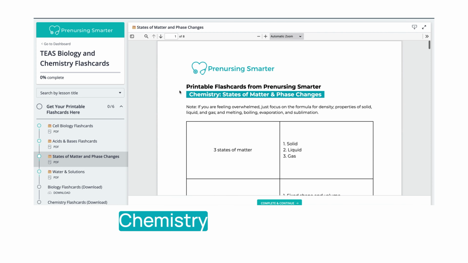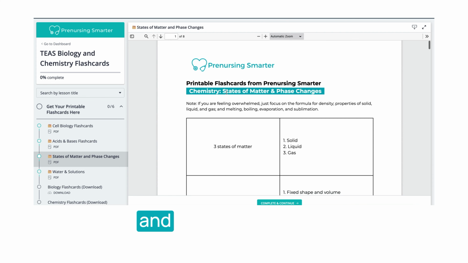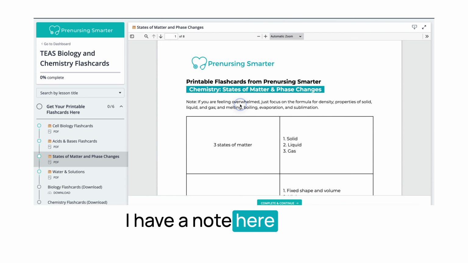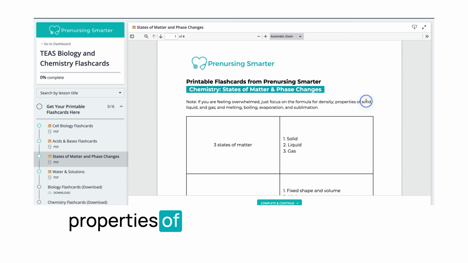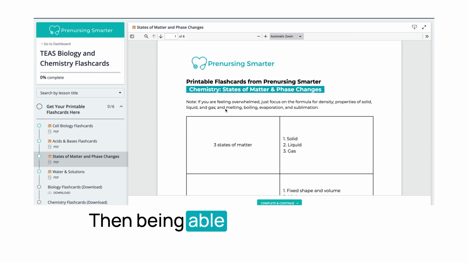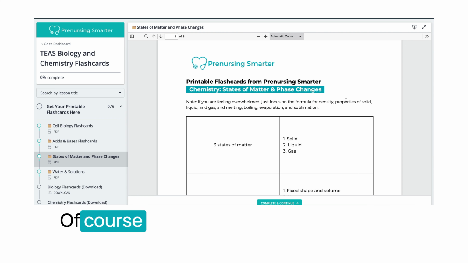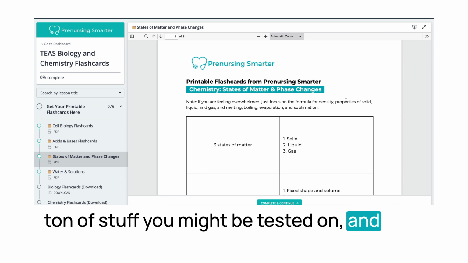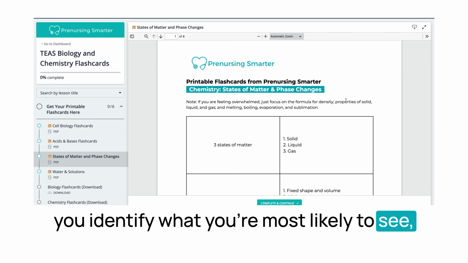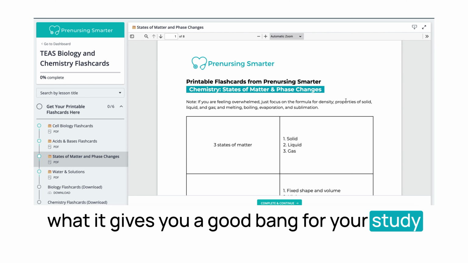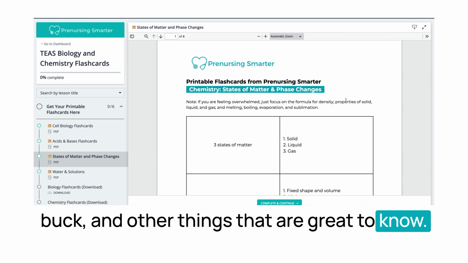Let's see here. Chemistry, states of matter, and physical changes. So I have a note here for you. If you're feeling overwhelmed, focus on the formula for density, properties of solids, liquids, and gases, and then being able to define melting, boiling, evaporation, and sublimation. Of course, with the TEAS, there's always a ton of stuff you might be tested on, and then there's things that you're more likely to see. So if you're feeling overwhelmed, I try to help you identify what you're most likely to see, what gives you a good bang for your study buck, and other things that are great to know.